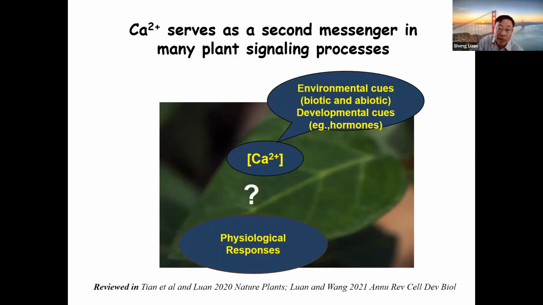Now, the big question mark here is really how calcium, a simple cation, translates so many different signals into distinct physiological responses, right? We know that plants respond to temperature change differently from pathogen response, right? But yet in all the cases, calcium is the signal messenger. How does calcium specify, or where is the specificity encoded in this calcium change?